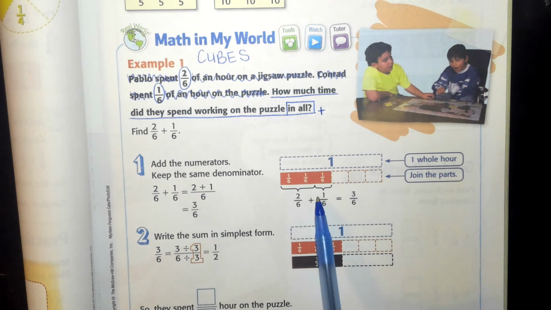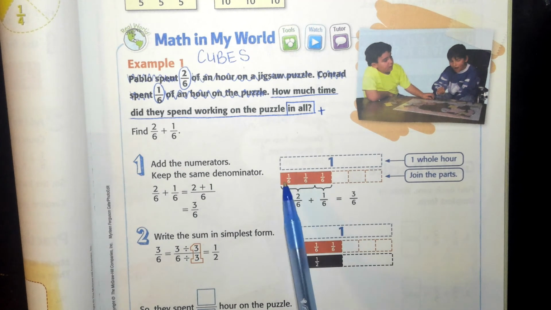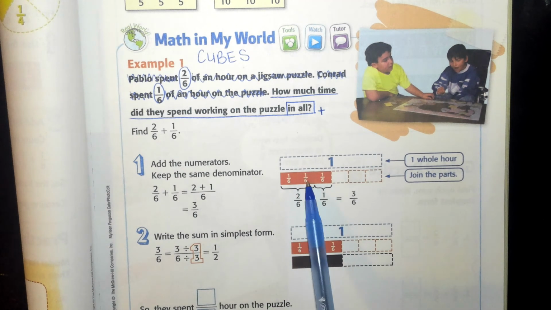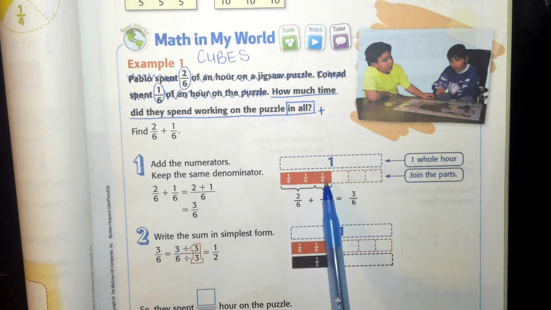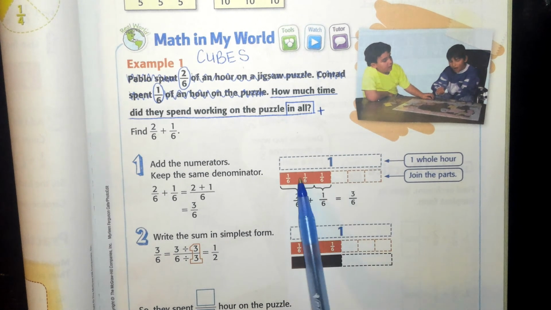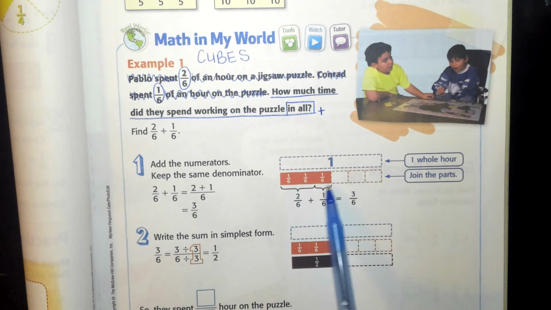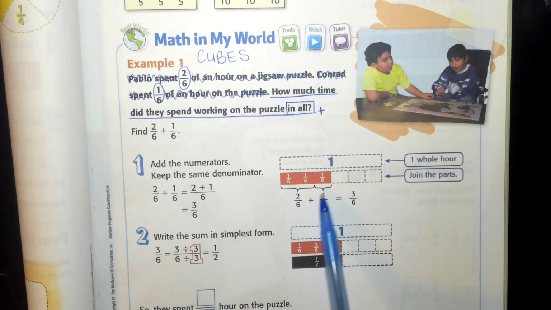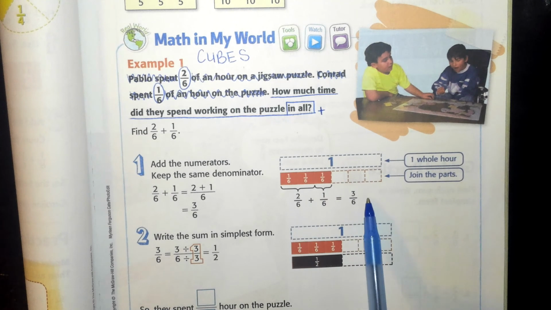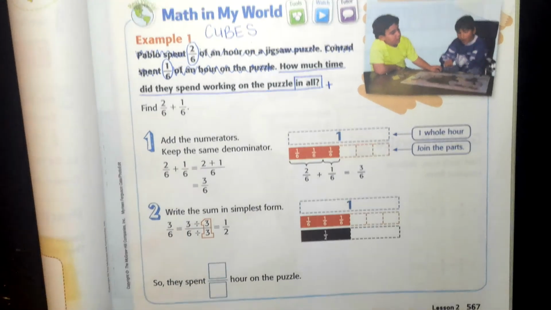You can see it here. These first two orange tiles represent the 2/6 that Pablo spent. This one unit fraction, 1/6, that Conrad spent represents the 1/6 of time that he spent on the puzzle. If I push those fraction tiles together and combine them, 2 plus 1 is 3, keeping my denominator the same.